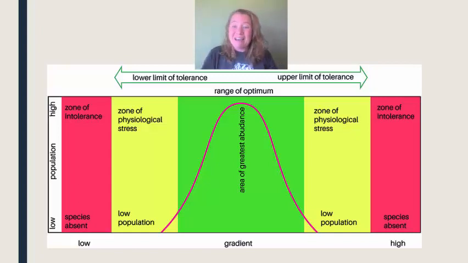Now, if you get beyond that into the zone of intolerance, that means the conditions are so far out from what that organism needs to survive that the species is just absent, they're not there. So this range of ecological tolerance, that would be kind of a bell curve. We have the conditions they really like in the middle, and as soon as you get anywhere outside of those good conditions, the size of that population or the abundance of that population is going to start to decrease.